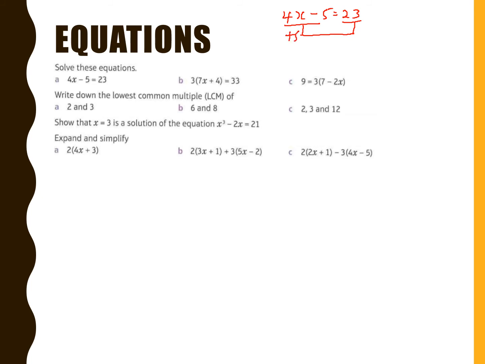So 4x minus 5 equals 23. I would get rid of this 5. The only way I can do that is by adding it, because if I do minus 5 here, minus 5 minus 5 gives me minus 10. But minus 5 plus 5 gives me 0. So that is how I can get rid of it. But because of this balancing method, whatever I do on this side, I have to do on the other side. So if I'm going to add plus 5, I have to add plus 5 on the other side.